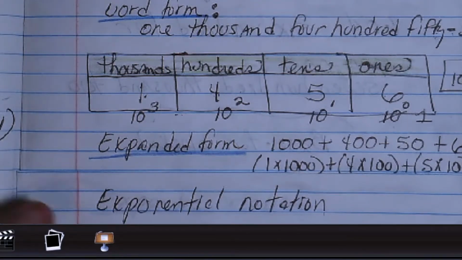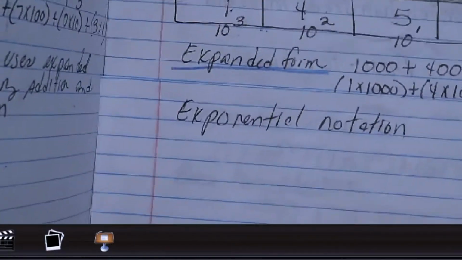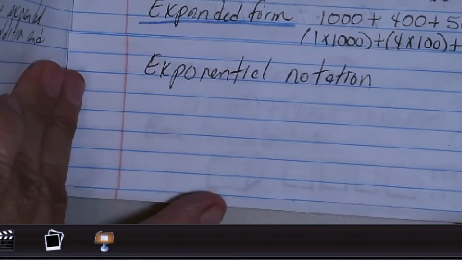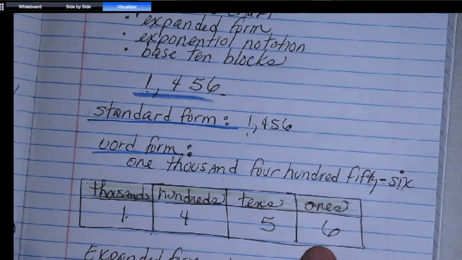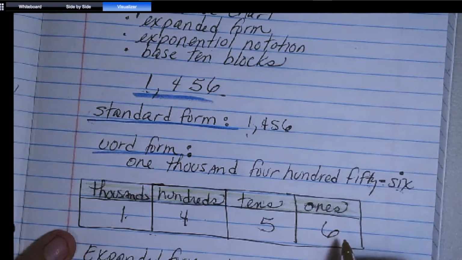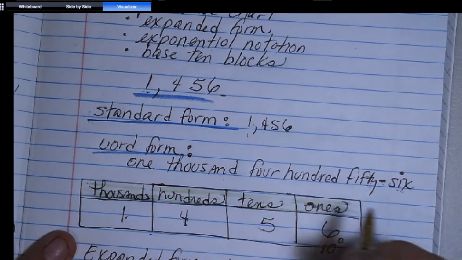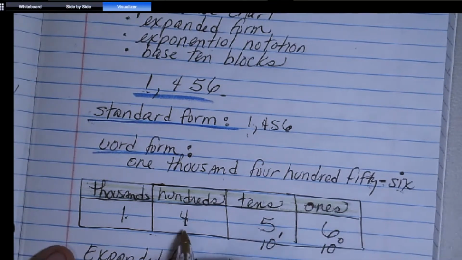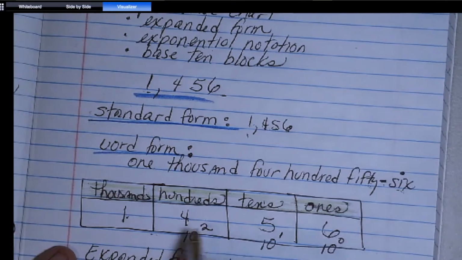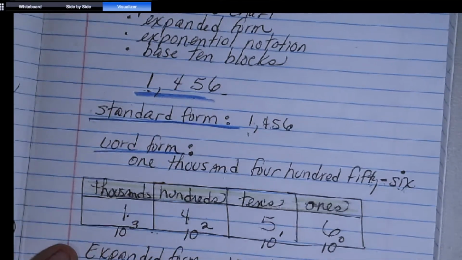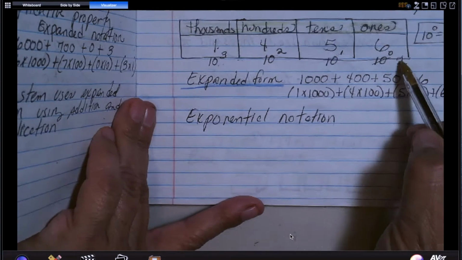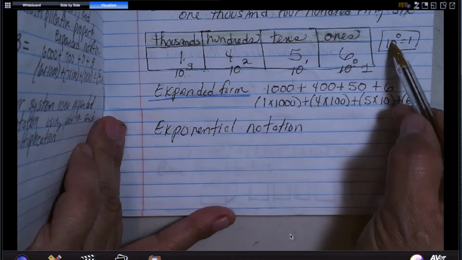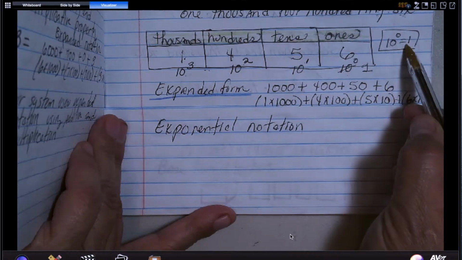In exponential notation, we write expanded form using exponents. Now, let's go ahead and put our exponents right here. Remember, we start off with 10 to the 0 power, 10 to the first power, 10 to the second power, and 10 to the third power. Normally, in elementary, we do not write 10 to the 0 power, we put 1 instead. So let's write a note that 10 to the 0 power is equal to 1.